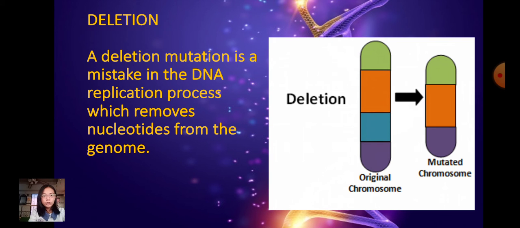Deletion. A deletion mutation is a mistake in the DNA replication process which removes nucleotides from the genome. A deletion mutation can remove a single nucleotide or entire sequences of nucleotides.